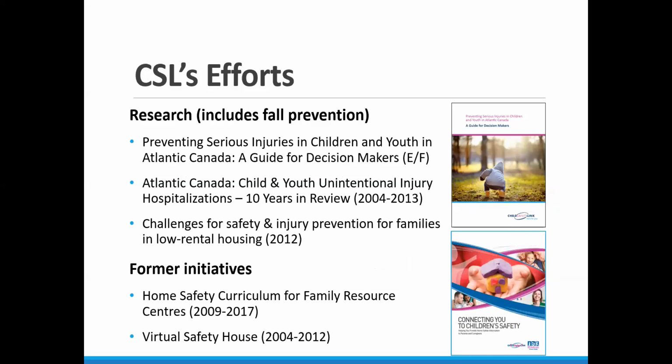When we look at research, I wanted to highlight 3 documents produced by Child Safety Link. The first document is actually hot off the press, just released last week. It's called Preventing Serious Injuries in Children and Youth in Atlantic Canada, a guide for decision makers. The purpose of this resource is to highlight unintentional injury issues for children and youth in Atlantic Canada and provide recommendations for a multi-sectoral, comprehensive approach to evidence-based policy solutions. And the guide organizes actions into the E's of injury prevention, so enforcement, education, and engineering, and by level of government or organization responsibility. And falls is one of the sections in this document.